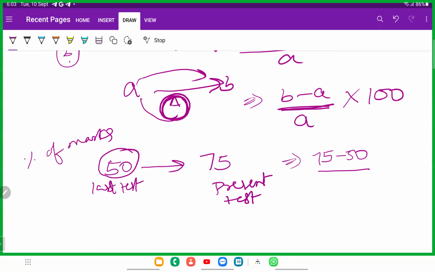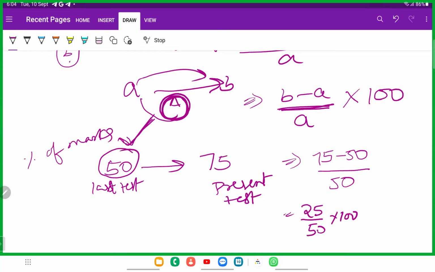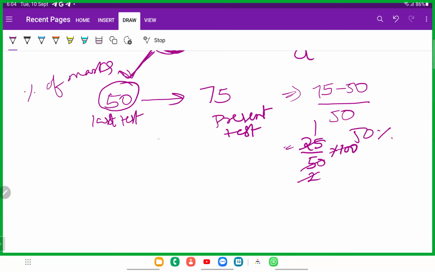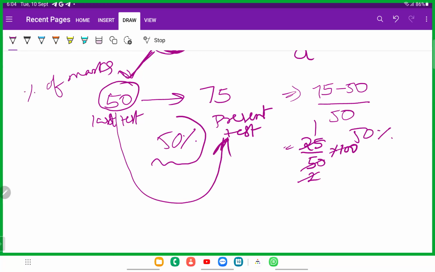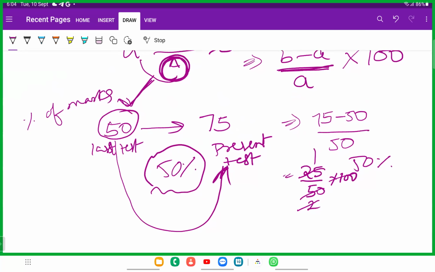25. Which marks are you comparing with here? With the previous marks, right? Yes, sir. So in the denominator, previous marks. So 25 by 50 into 100. 25 ones are 25, 25 twos are 50. So 50%. Marks increased by 50% from the previous test to the present test. In the present test, Pranav's marks got increased. That's how you find the change in percentage of marks.